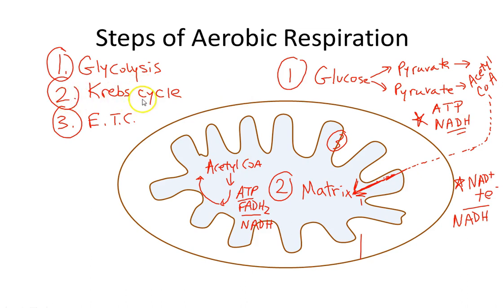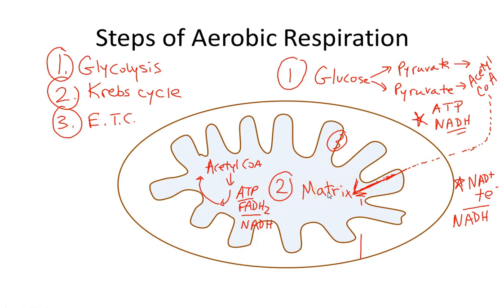The second step is Krebs cycle. Krebs cycle is when these pyruvates are going to be converted to acetyl-CoA. You need oxygen for this. Carbon dioxide is produced as a result. Acetyl-CoA is a 2-carbon molecule. It can then enter the matrix of the mitochondria.